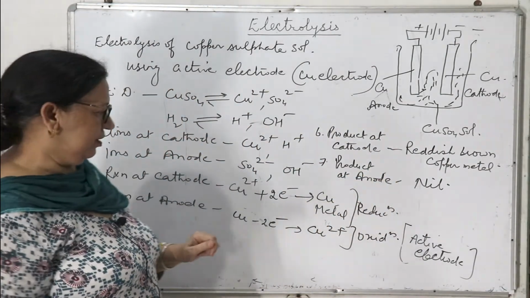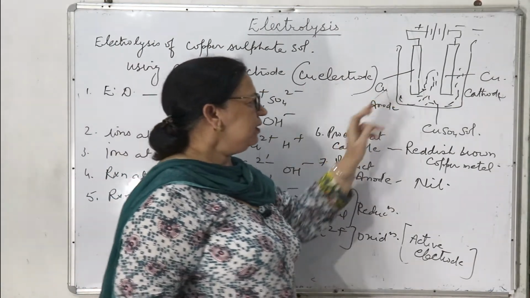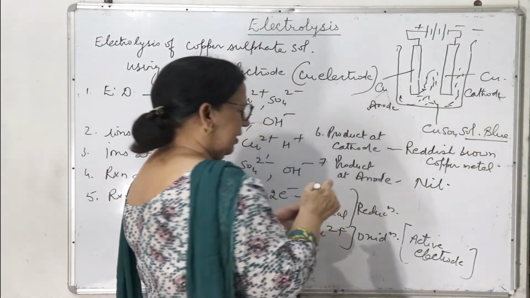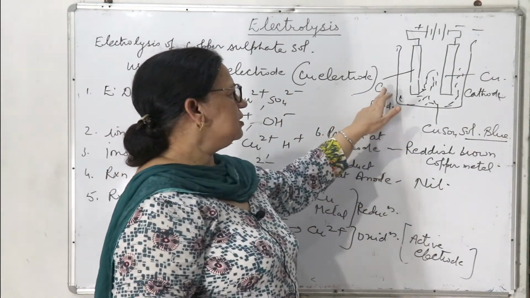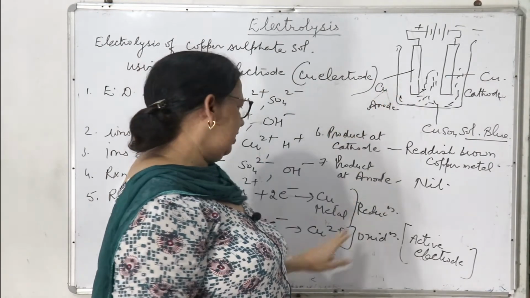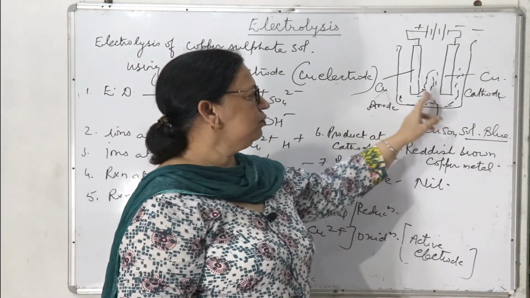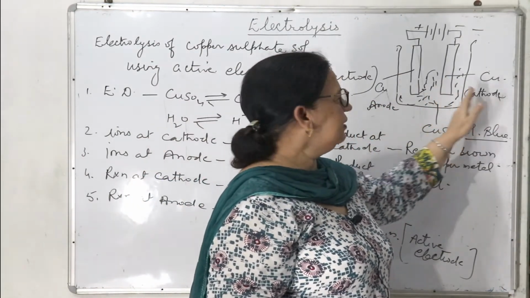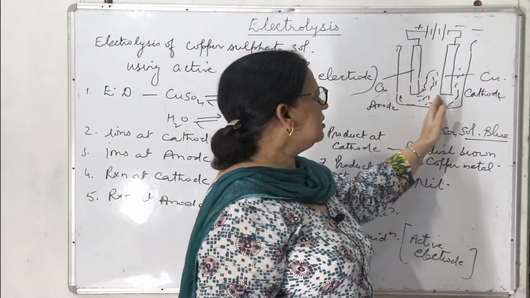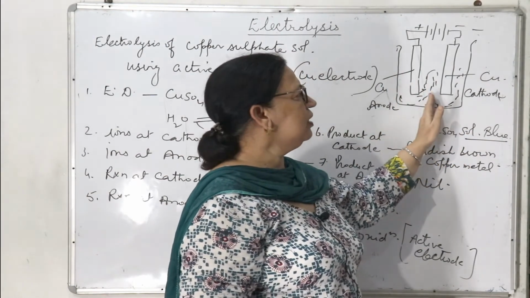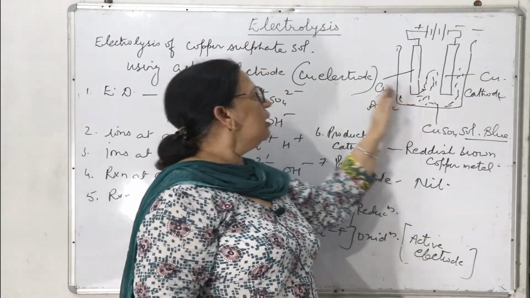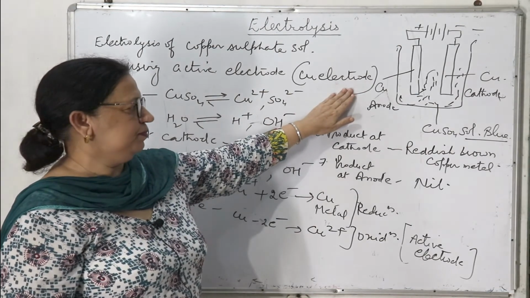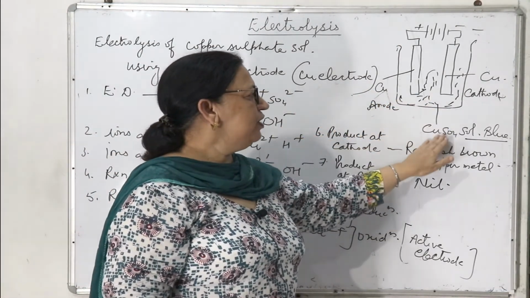Now there is some observation here. Copper sulfate has blue color. This solution is blue in color, and this copper anode will give the Cu2+ ion that will go into the solution, and from the solution copper metal gets deposited at the cathode, and from the anode ions are coming into the solution. So the blue color will remain blue here in the electrolysis of copper sulfate using copper electrode. The color of the solution will remain blue.